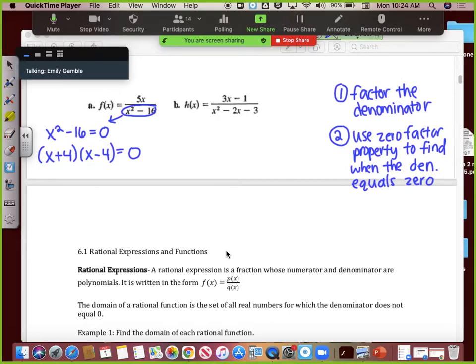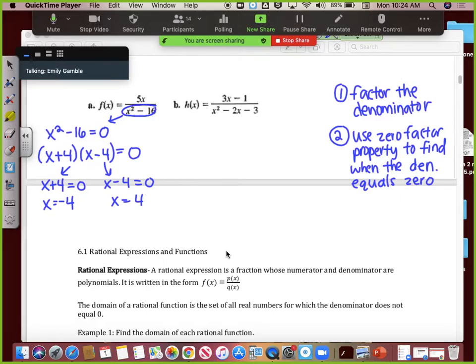We already know what to do here. We did this in the last chapter. We're going to set x plus 4 equal to 0 and x minus 4 equal to 0, and we're going to get two answers. This one's going to be negative 4. This one's going to be positive 4. That means the domain for this problem will work for every number except for when x is equal to negative 4 or when x equals positive 4.